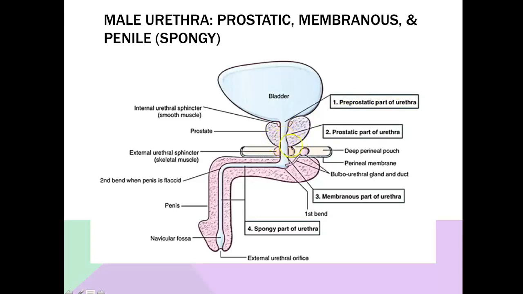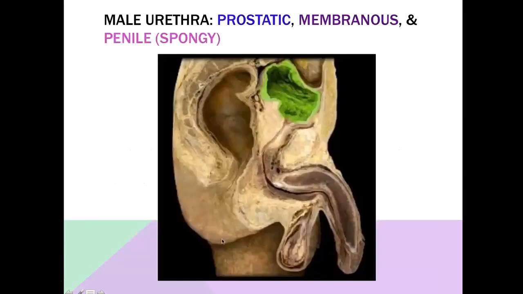Beyond the point of the prostate, we have your membranous urethra, and within this area, or surrounding this area, we will find the external urethral sphincter. Beyond that membranous urethra, we will have the urethra sit within what's known as the corpus spongiosum of the penis, and so this is called, rightfully so, the spongy urethra, or it's also known as the penile urethra.